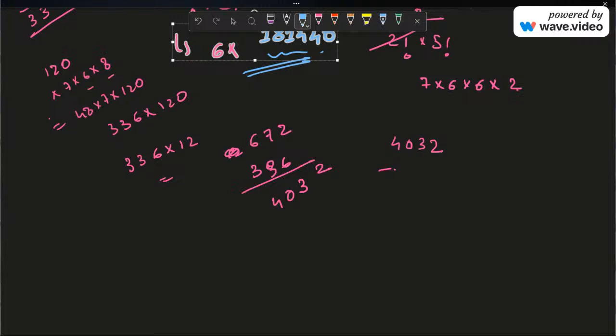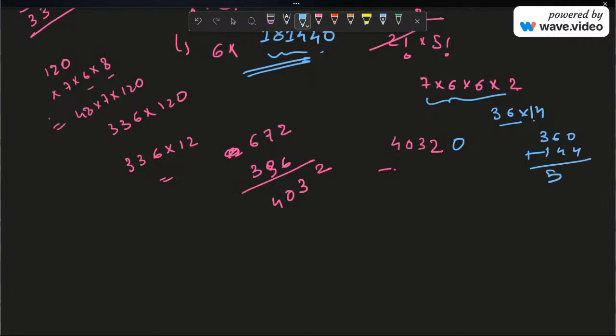So 40320, and I will have to subtract 36 into 14. 36 into 14 is 360 plus 144, which is 504. So 40320 minus 504 will come to 40,000 something.